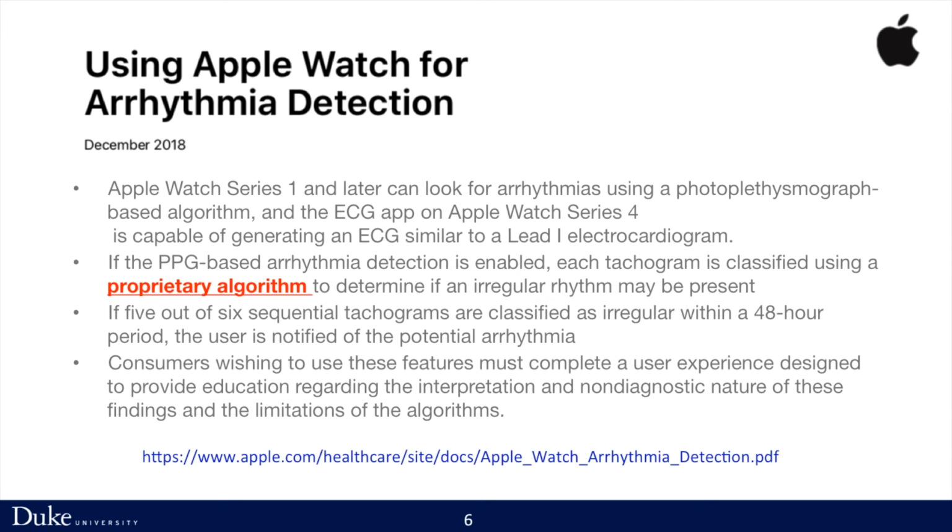And so one of the most common examples of this today that we see is the Apple Watch algorithm for arrhythmia detection. And so in December of 2018, Apple published this white paper about their arrhythmia detection algorithms, discussing both the PPG-based detection, which is one sensor that is used to measure heart rate, and another type of sensor on the more later stage devices from the Apple Watch Series 4 and on that actually uses an ECG-like measurement.